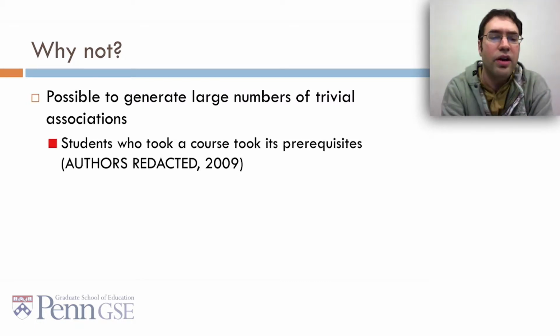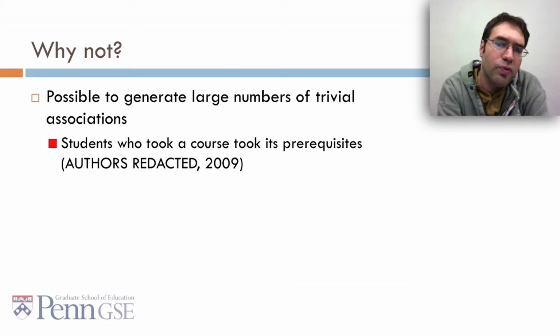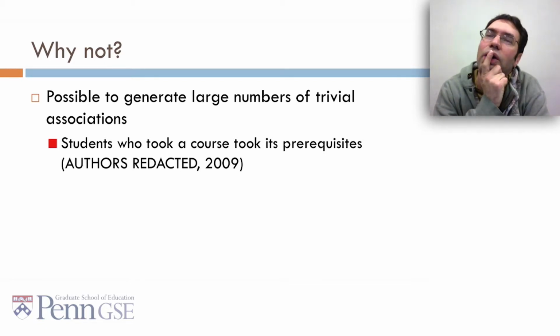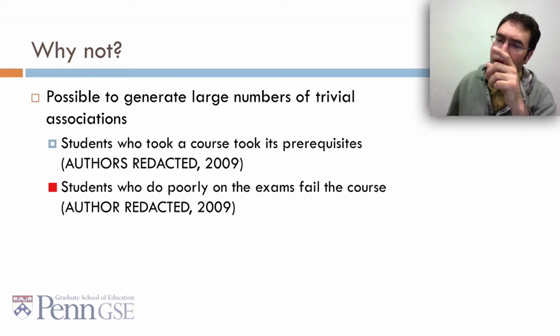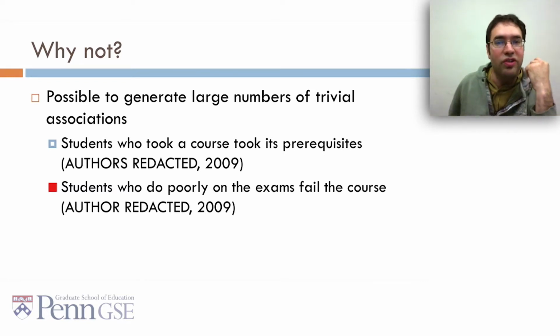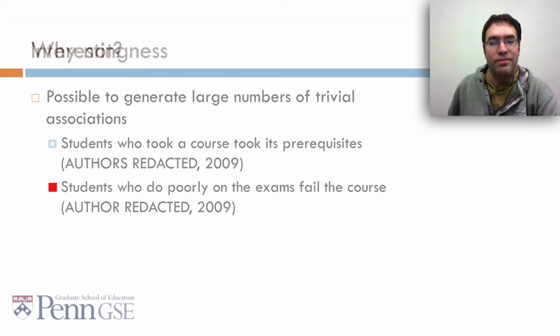One author found that students who took a course also took its prerequisites. At a university where that was actually a requirement for taking the class, and you couldn't just sign out of it with the instructor's permission. Wow, whoever would have guessed. Another published finding: if you do poorly on the exams, you'll probably fail the course. Gee, could that be because the exams actually are computed into your course grade? See, association rule mining without much domain knowledge can lead to pretty trivial findings.